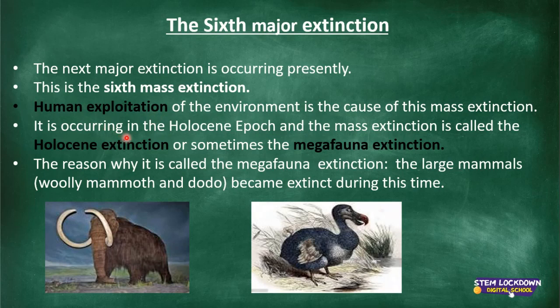As we said, it is occurring presently and we are living in the Holocene epoch. This mass extinction is then called the Holocene extinction, or sometimes the megafauna extinction. The reason they call it the megafauna is because large mammals are becoming extinct during this time. For example, I gave you the woolly mammoth and the dodo. This picture here is of the woolly mammoth, and this one is of the dodo. I believe you guys have seen the woolly mammoth from the animation movie Ice Age.